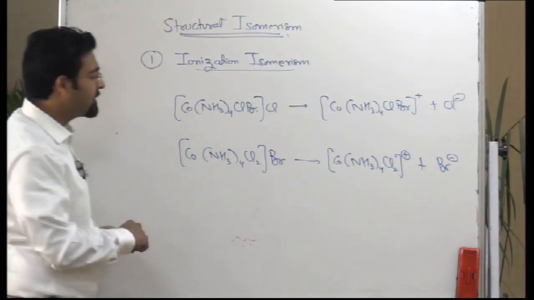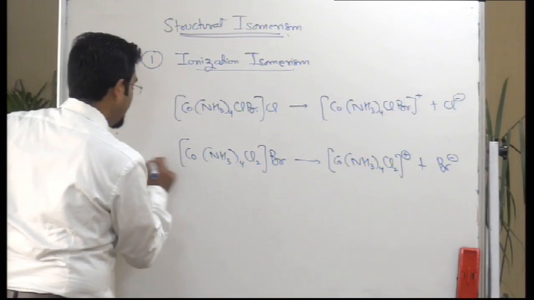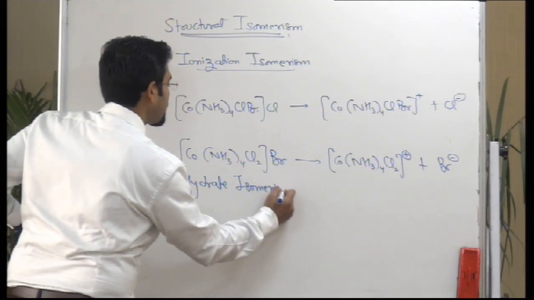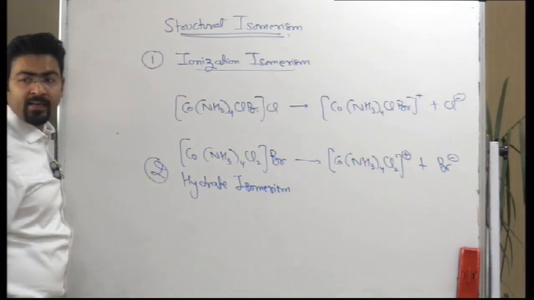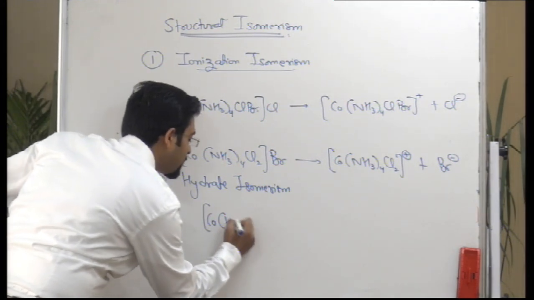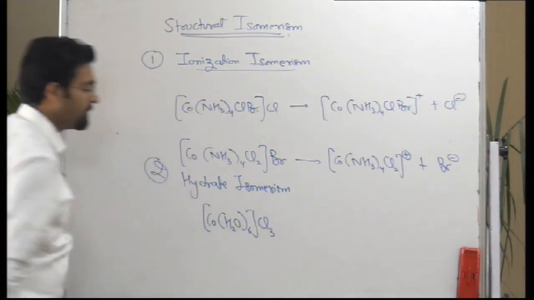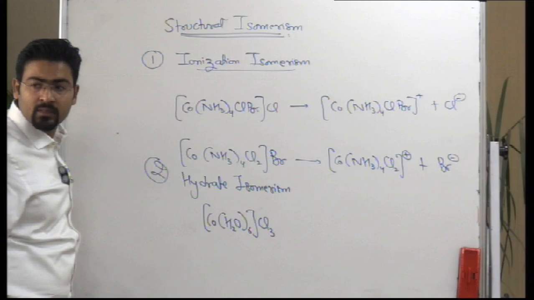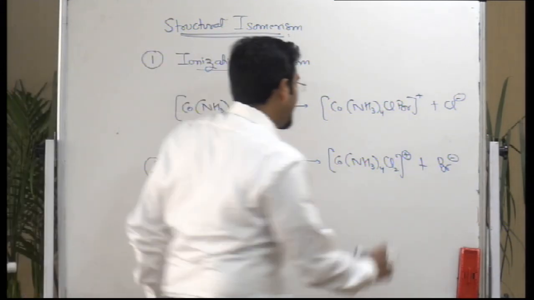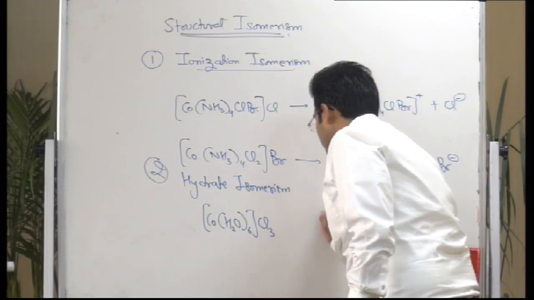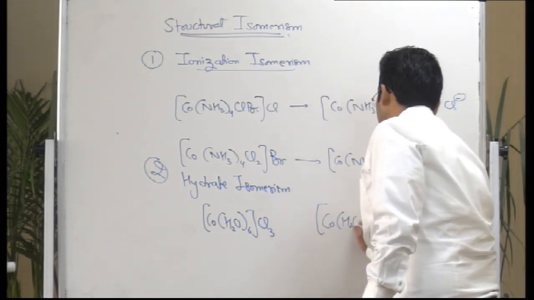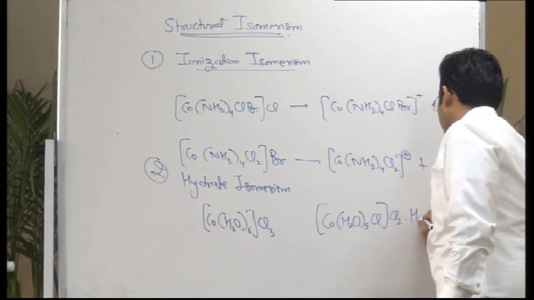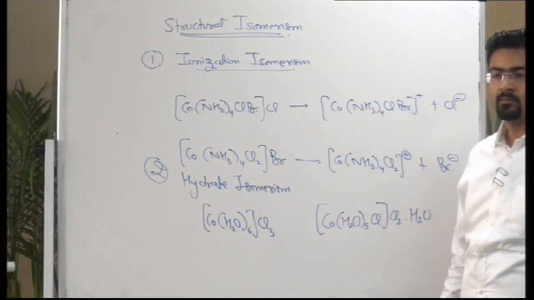Right? So as you can see, there is a difference in structure. Second is hydrate isomerism. What is hydrate isomerism? For example, I have a complex [Co(H2O)6]Cl3. In this case, I have a complex ion in which 6 ligands are aqua or aquo and 3 chloride ions are there. Now let's take the other case where 5 ligands are H2O or aqua and one H2O is outside as a water of crystallization, right?